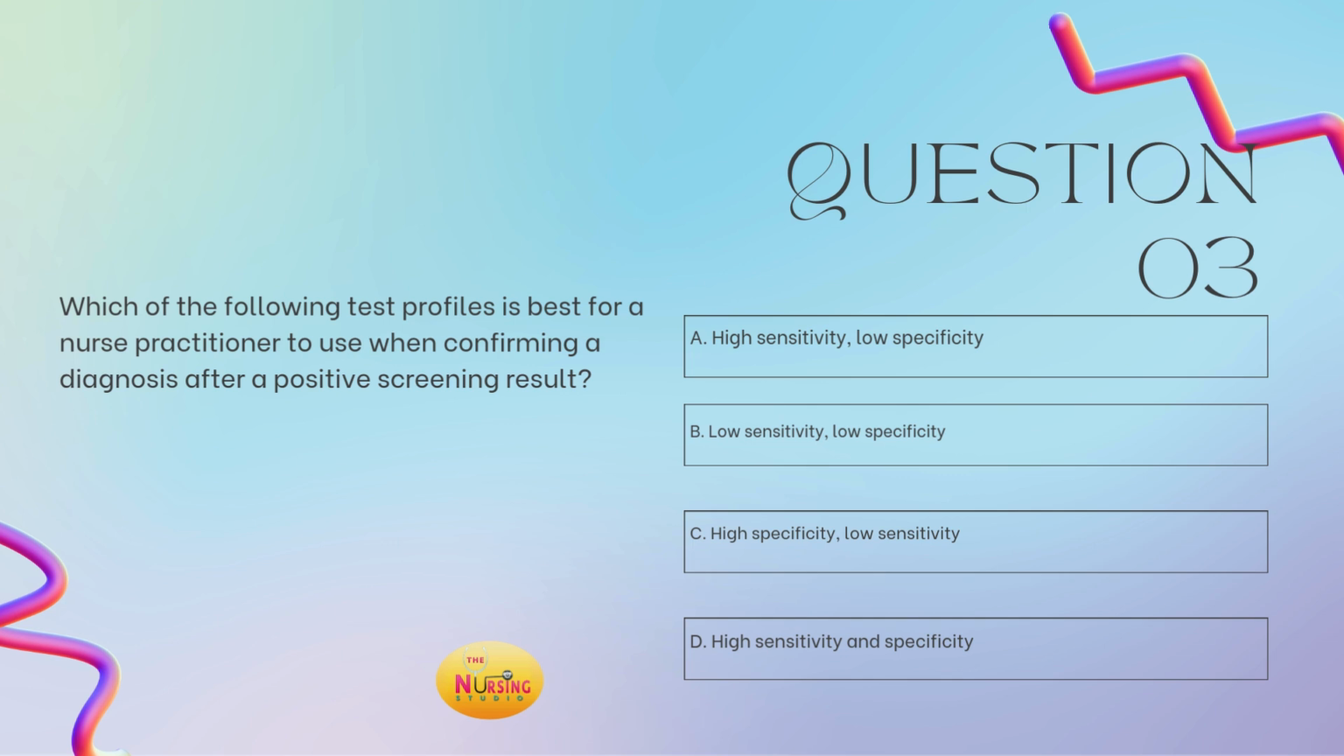Question number three, which of the following test profiles is best for a nurse practitioner to use when confirming a diagnosis after a positive screening result? Is it A, high sensitivity and low specificity? Is it B, low sensitivity and low specificity? Is it C, high specificity and low sensitivity? Or is it D, high sensitivity and specificity? Take a moment and tell me what you got.